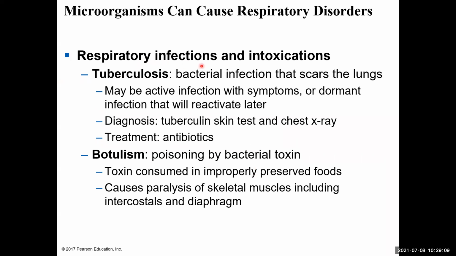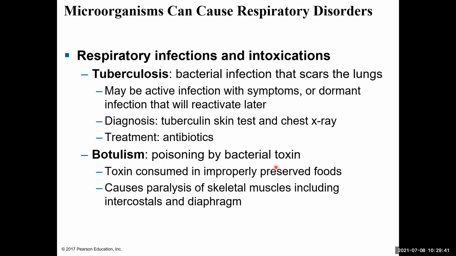Other infections that you can get are tuberculosis or botulism. So tuberculosis is a bacterial infection that leads to a lot of scarring on the lungs. It can be an active infection that shows symptoms, or it can be a dormant infection that will just reactivate later. And so you can have it and not have any symptoms. The way you'll diagnose this is to get a tuberculosis skin test and a chest x-ray. And then because it is bacterial, you would treat this with antibiotics.